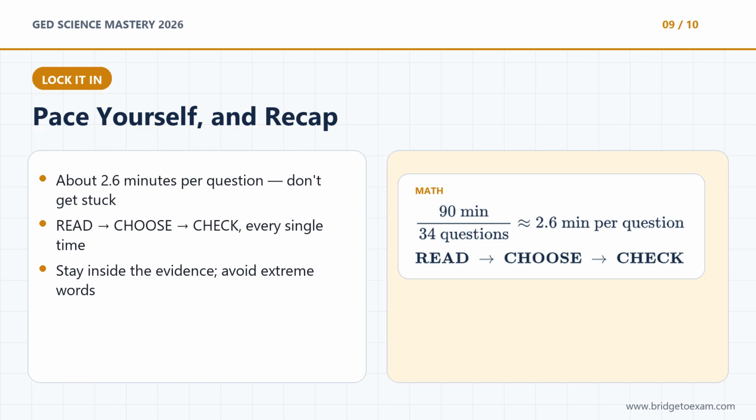Two last things before you practice. First, pacing. About 90 minutes for about 34 questions is roughly 2.6 minutes per question. That is your budget. If one question eats 5 minutes, make your best guess, flag it, and move on so you can bank the easy points. Second, the recap. GED Science is a reading and thinking test with science inside it. On every question, you read the evidence, you choose what it supports, and you check for traps. Stay inside the evidence, avoid the extreme words, and you are already thinking like a scientist.